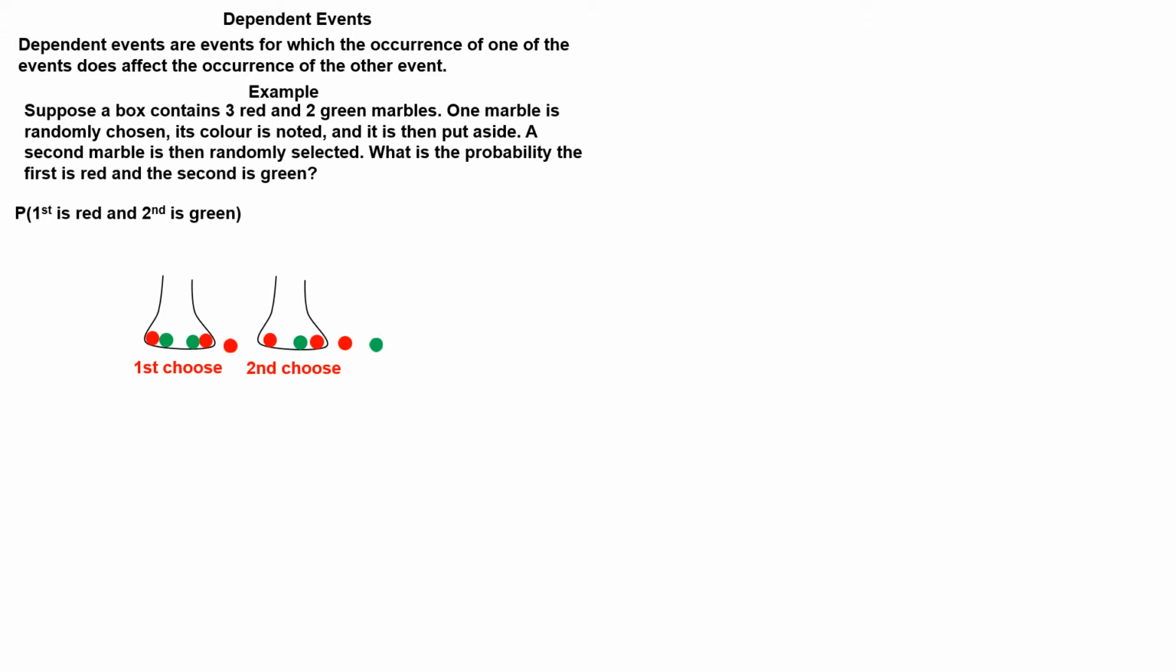The probability of first is red and second is green is 3/5 times 2/4. After simplifying, we get 1/10. The first fraction is the probability of the first marble is red. And the second fraction is the probability of the second marble is green, given that the first is red.